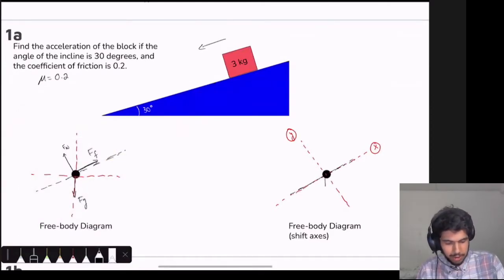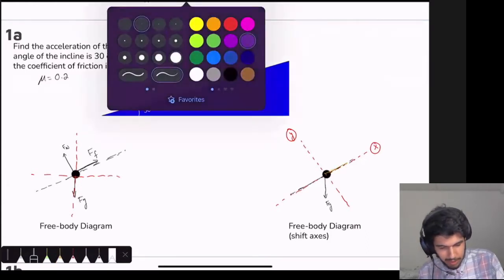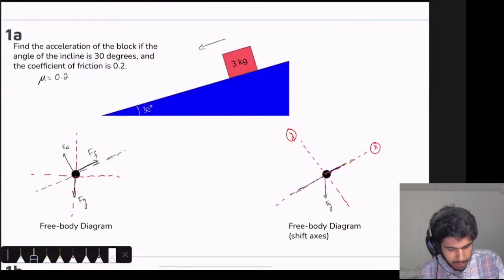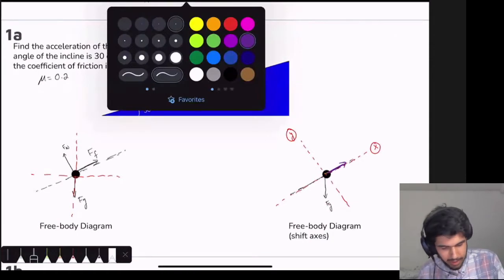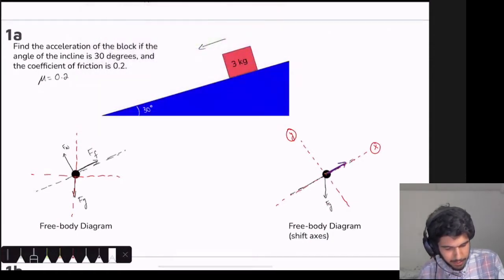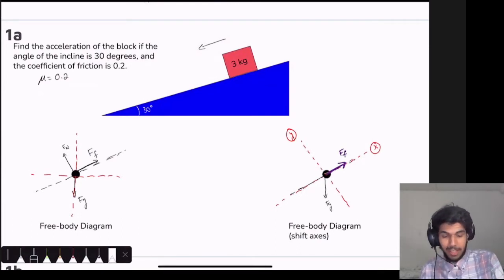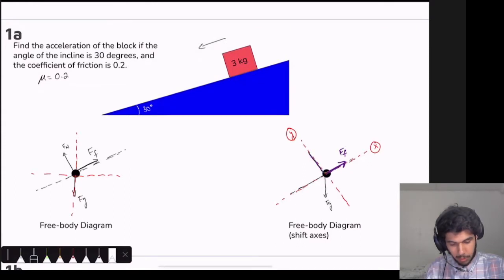So we still have FG pointing downwards. We have FF opposing the direction of motion. I don't like that color, let's use purple. So that's this direction. Let me make it a little thicker. Right? And now we see that it's on the coordinate axes. It's on that x-axis. And then we also have the normal force, which now happens to be on the y-axis.